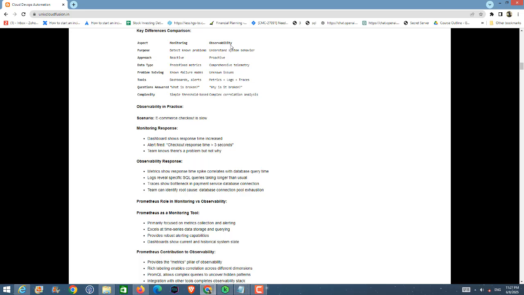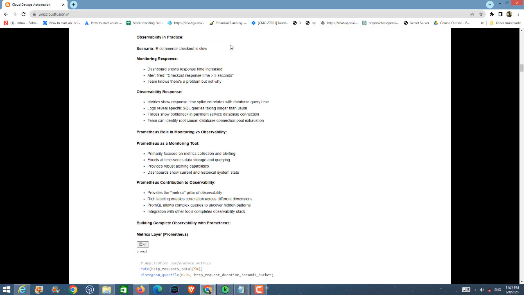Now, what is Prometheus's role in monitoring versus observability? Prometheus acts as a monitoring tool, primarily focused on metrics collection. It collects different types of metrics and makes them available to you for alerting. It excels at time series data storage and query, and provides robust query capability and dashboards to show you the current and historical state of the system. So this is how Prometheus acts like a monitoring tool: it is able to collect your metrics, store them in the form of time series data, provide alerts on the basis of those metrics, project graphs, and allow you to compare that data with historical data.